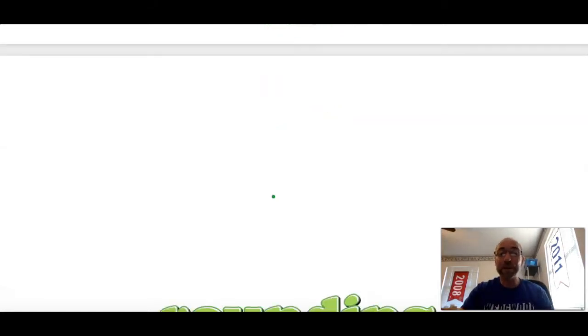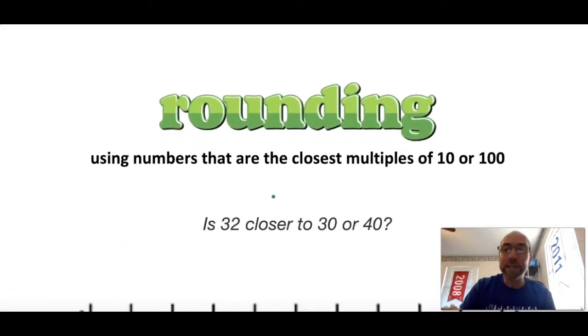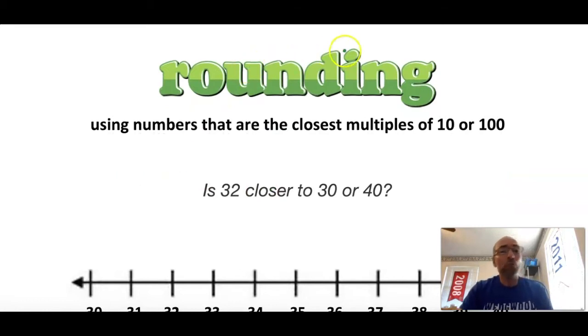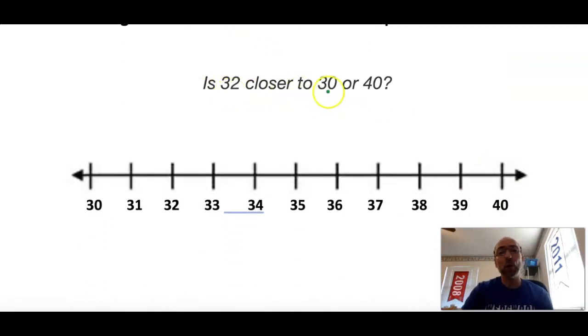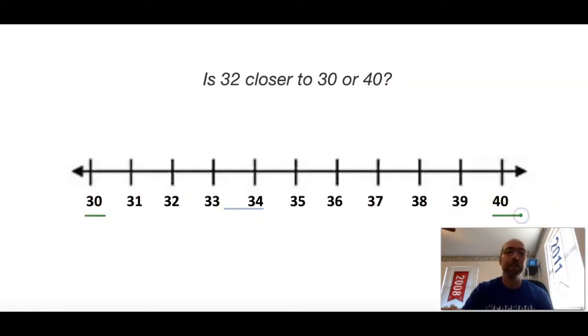Today, we are going to spend some time rounding numbers. When we are rounding, we are using numbers that are the closest multiples of 10 or 100. Well, let's see what that means. Is 32 closer to 30 or 40? Well, here I have a number line, and here you see my 30, and here is my 40. Because 32 is between some multiples of 10. It's between 30 and 40.